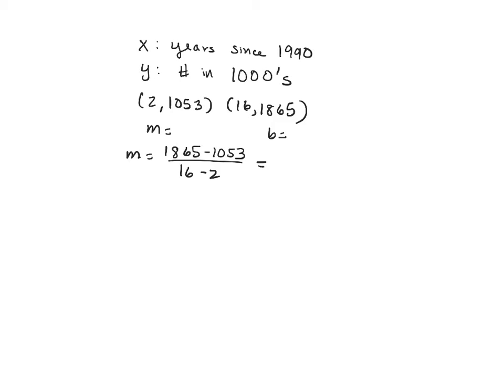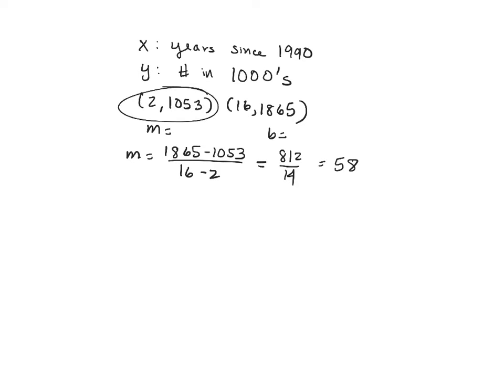Okay, so 1,865 minus 1,053. Okay, I get 812 over 14. Let me divide that. 812 divided by 14, and I get 58 for my slope.